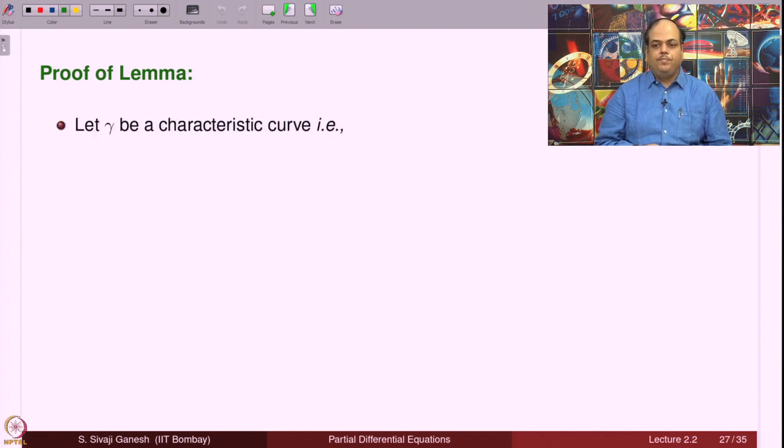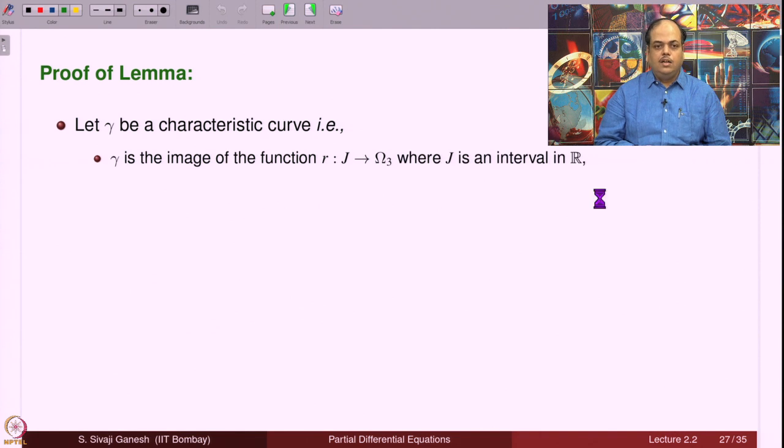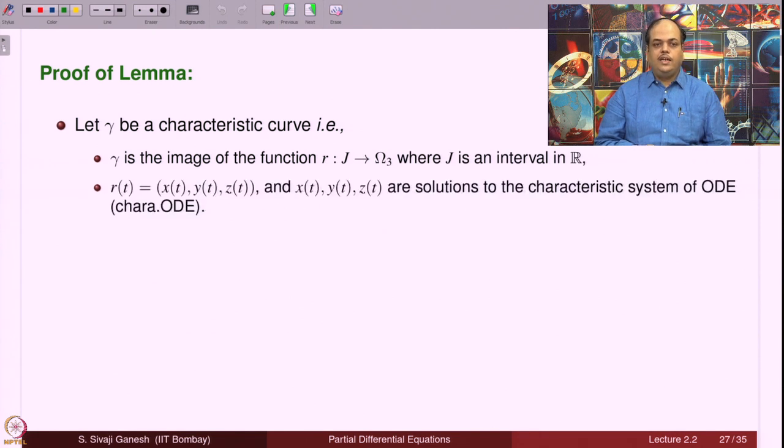So, the proof of the lemma. Let gamma be a characteristic curve. That means, first of all, it is the image of a function. Because it is sitting in omega 3, there are 3 components, so let us write r(t) equal to (x(t), y(t), z(t)), and x(t), y(t), z(t) are solutions to the characteristic system of ODE. Let phi be a reparameterization of gamma, phi from j tilde to j is given such that this phi is a diffeomorphism.